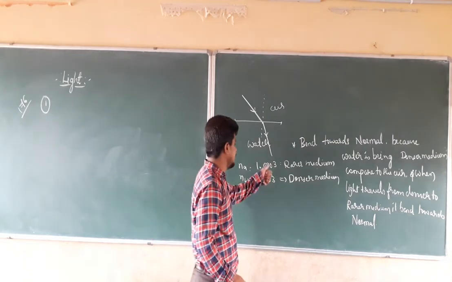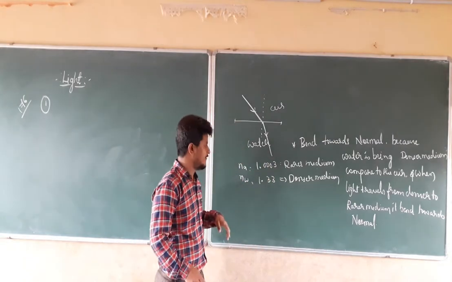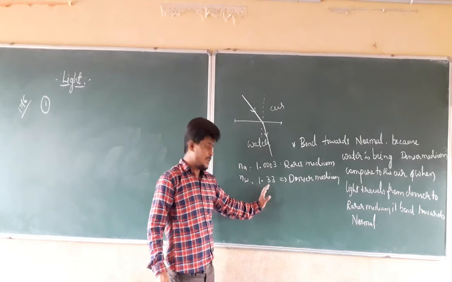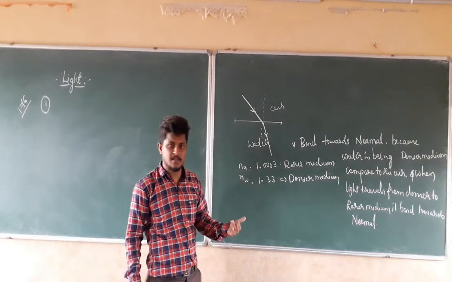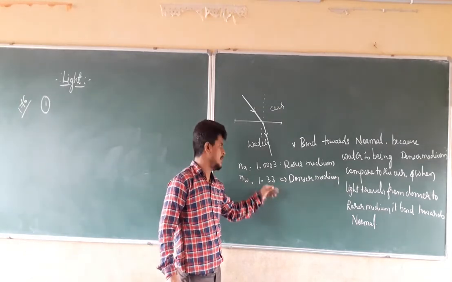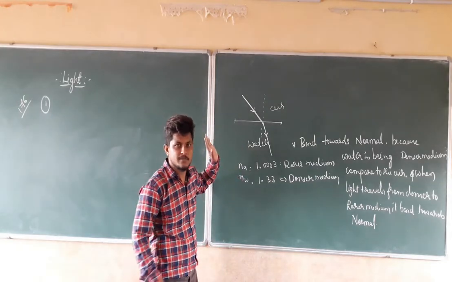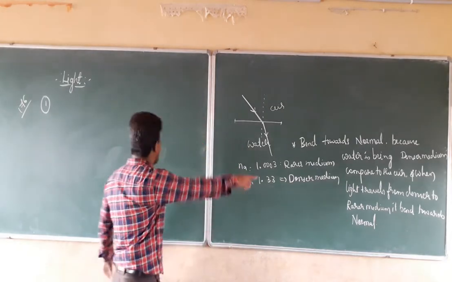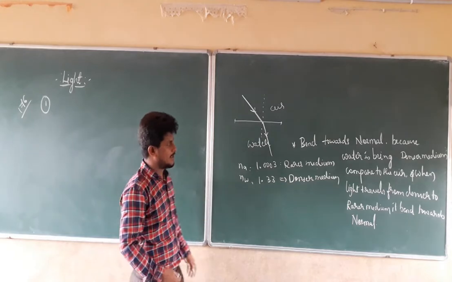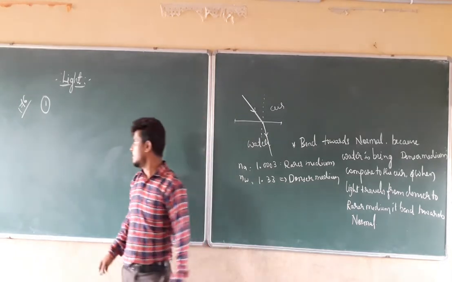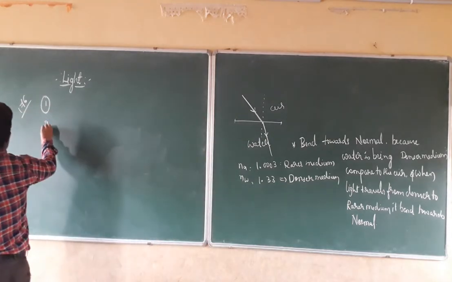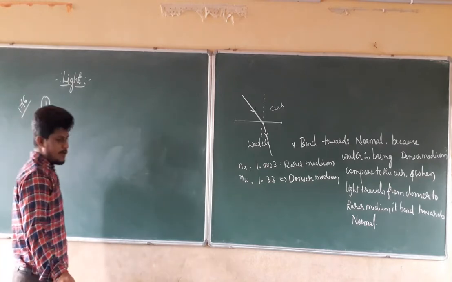By taking the refractive index of the air medium as well as the water medium, we can say that the more the refractive index, the more the refraction. So water will be the denser medium and air will be the rarer medium. I hope this is clear. The answer for the first question is that the light is going to bend towards the normal. Next we are going to see the second question. What is that second question?